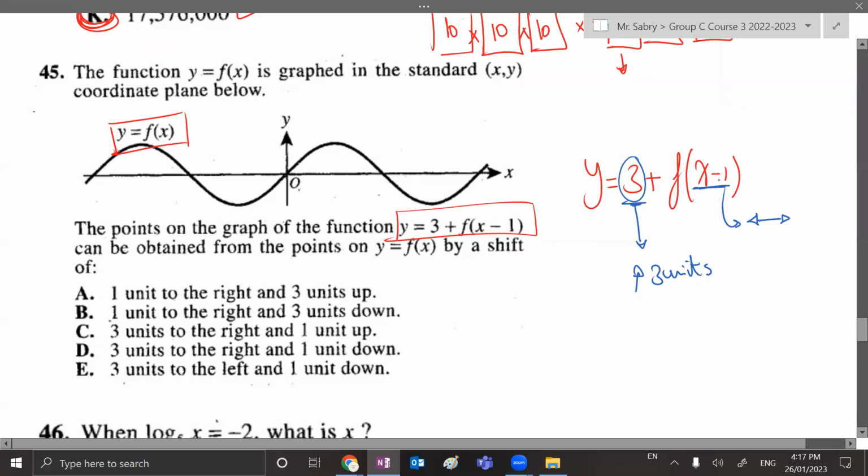anything inside the bracket كده next to the x, we always take with the opposite sign. So instead of actually thinking that we need to move 1 to the left because it's -1, we actually consider it 1 to the right because it should be always with the opposite sign. Does that make sense? Only in the opposite sign when we're talking about the x, when we're inside the bracket. That's when we're talking about the y, we keep the same sign and its movement up and down. So it's 3 units up and 1 right.